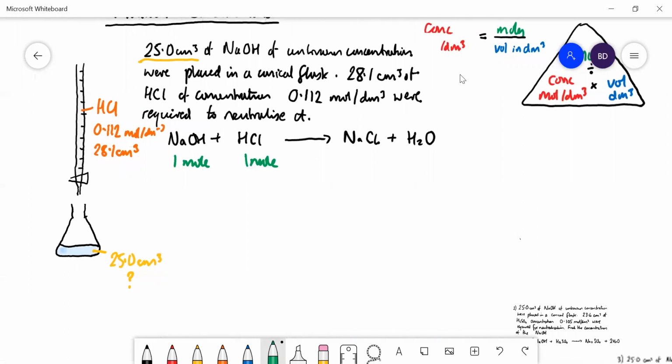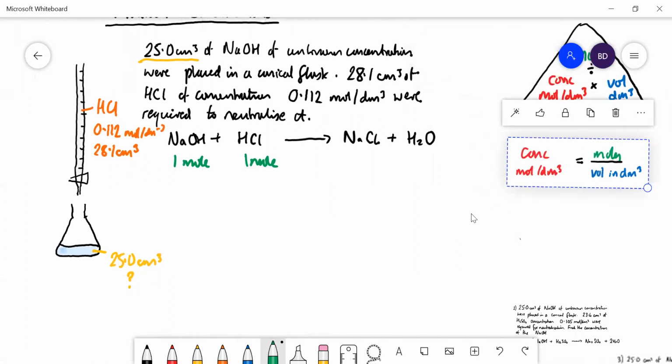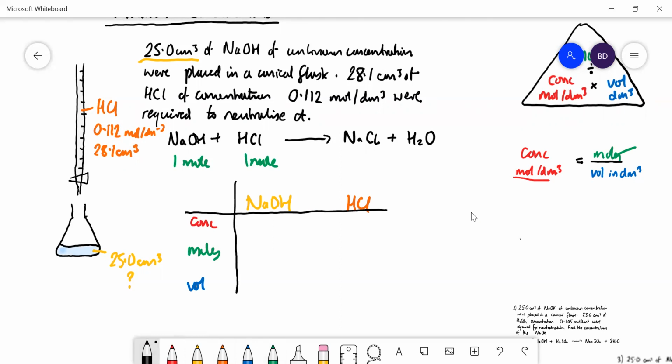Okay, we're going to have to use this equation, so I'll pull that down there. Now, I'm going to make a little table here. NaOH, which I'll do in yellow, and I'll do the acid, which I'll do in orange. And there are 3 things in this equation: there's the concentration, there's the moles, and finally there is the volume. Now we're going to fill in what we know in this little table here.